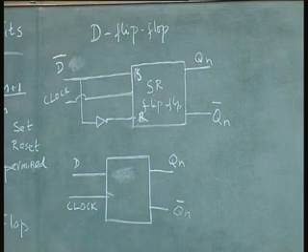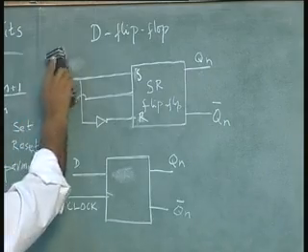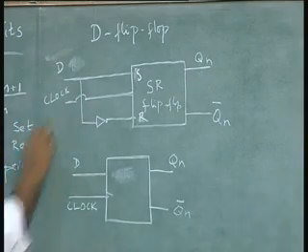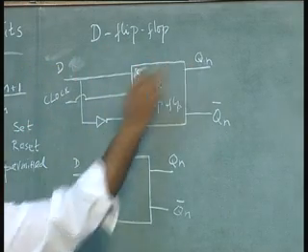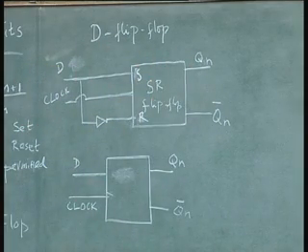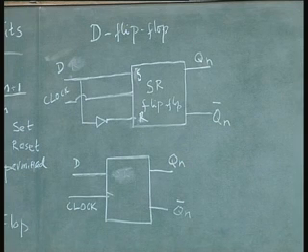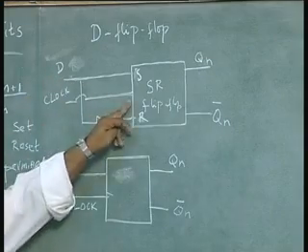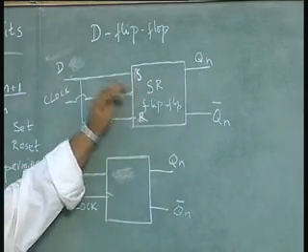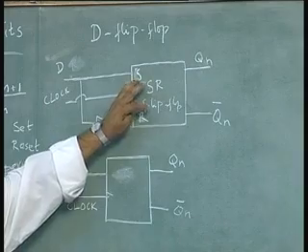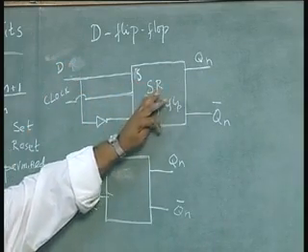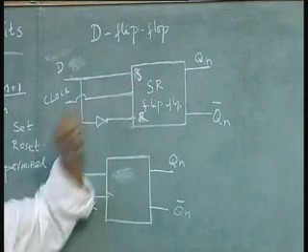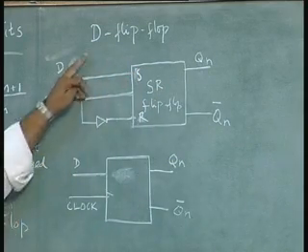which means when D is 1, Q is 1, when D is 0, Q is 0. That will be more like data storing. A 0 is stored or a 1 is stored. If you want to store a 1, put a 1 here, clock it, 1 gets stored. Remove the clock, 1 continues to remain there. Similarly, if you want to store a 0, put a 0 and clock it, 0 gets stored, remove the clock, 0 continues to reside inside. So, this is the D flip flop.